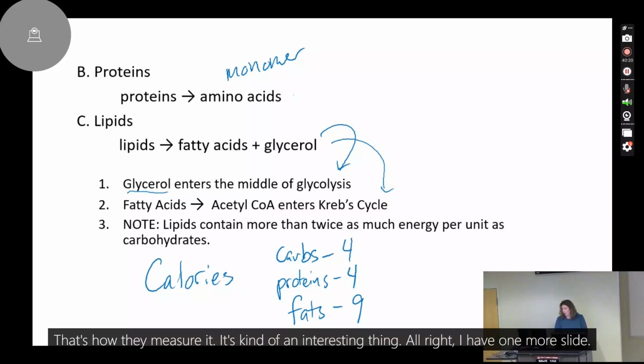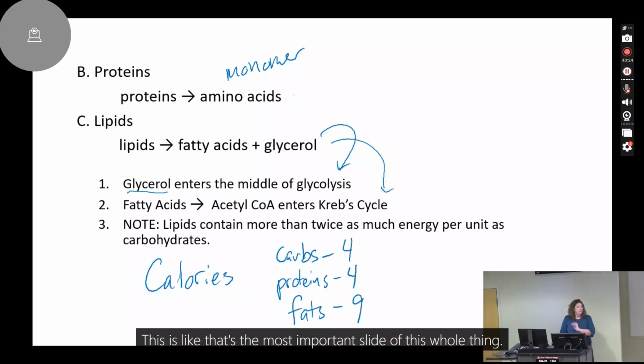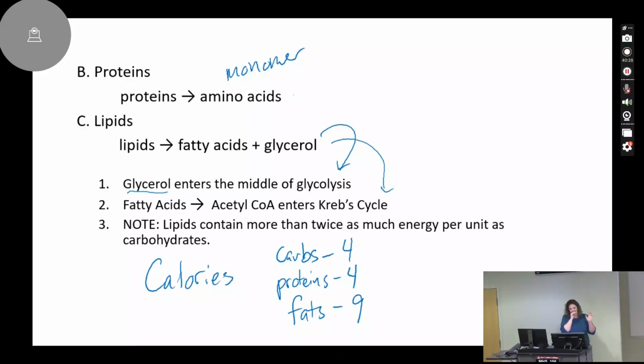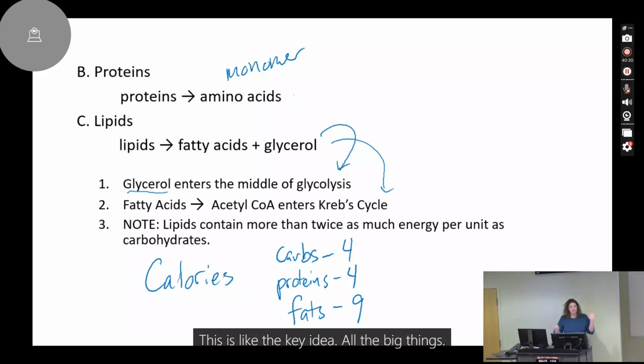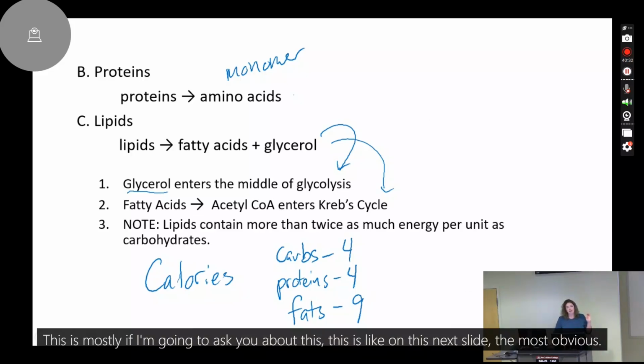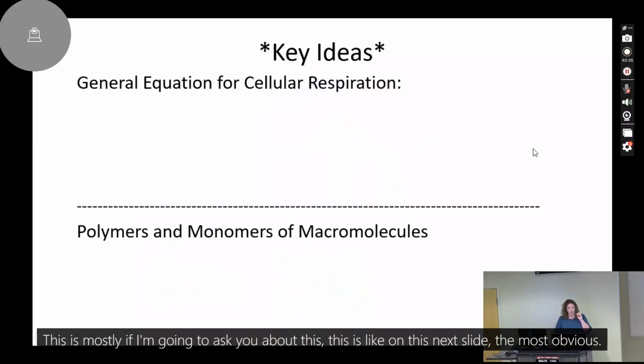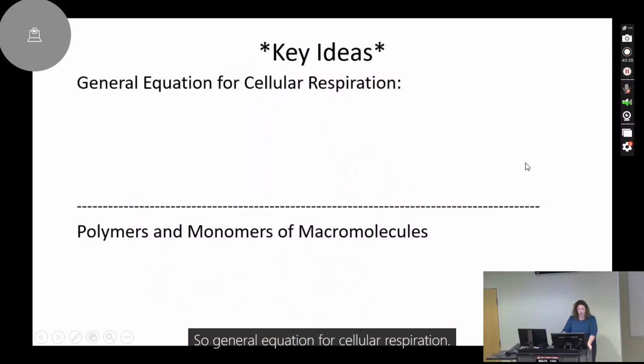All right, I have one more slide. This is like the most important slide of this whole thing. This is the key idea, all the big things. If I'm going to ask you about this, this is it. On this next slide, most of it. So, general equation for cellular respiration.